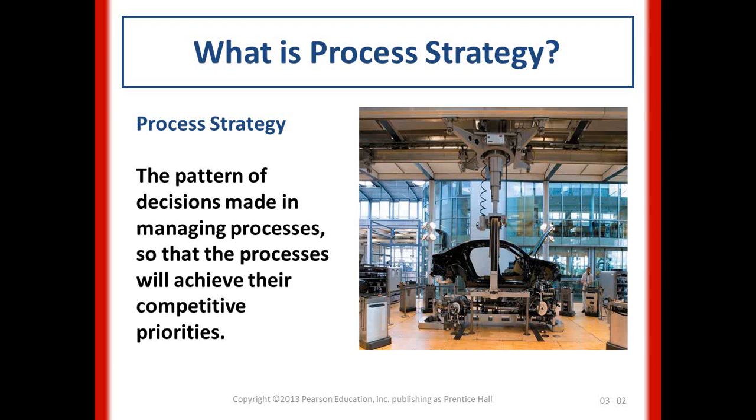So when we talk about a process strategy, it is a pattern of different decisions, and these could be decisions that are made to manage the process so that they can achieve the competitive priorities. Just to give you an example, when an automotive manufacturer decides to make a vehicle, they typically go on what is known as an assembly line. And what they would do is they would have specialization of labor. So every person has a job on the assembly line.